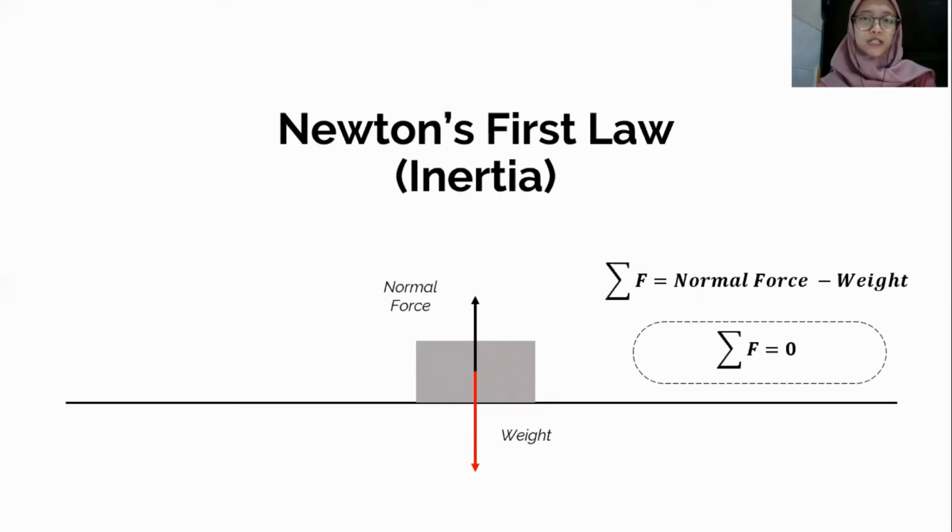For Newton's first law or inertia, there is a free body diagram. This is the object. The object will have normal force and also weight. Weight is mass times gravitational acceleration. And the total force of this object is normal force minus weight. So the total force equals 0.